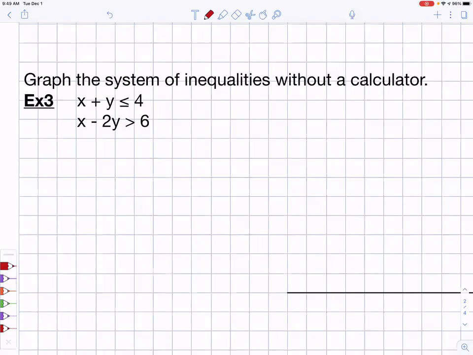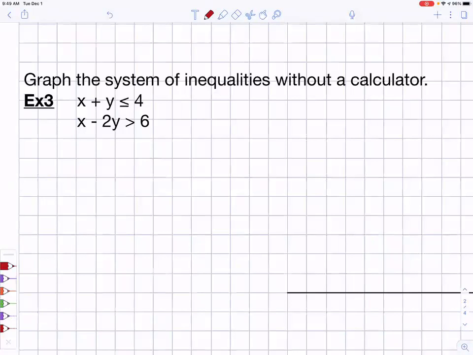Ultimately, what was the goal of solving a system of equations? Say again? Get a coordinate point, and what did that coordinate represent? The intersection of my graphs, right? Where do these graphs cross over each other?